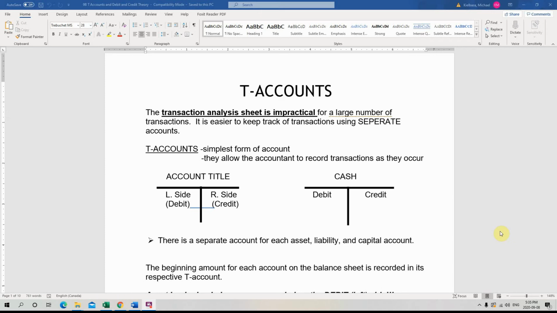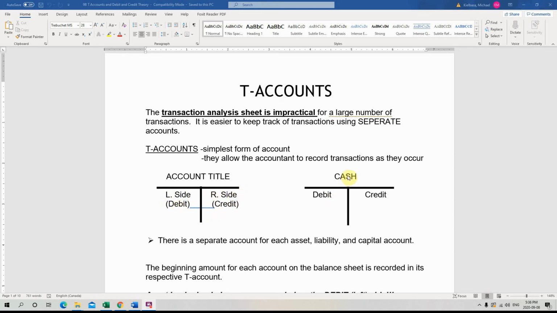So it's easier to keep track of transactions using separate accounts. We're going to start with the simplest of accounts, and that's a T account. It looks like a T, and it has the account title at the top. The left-hand side of the T is called the debit side, or the DR side, and the credit side is the right-hand side.